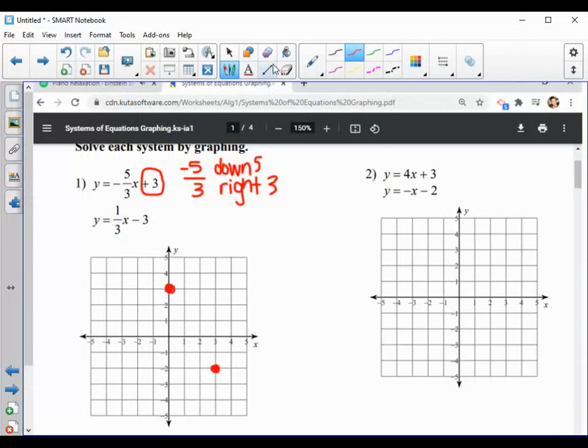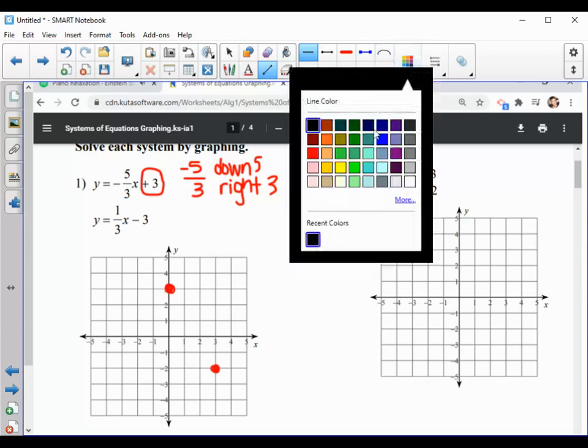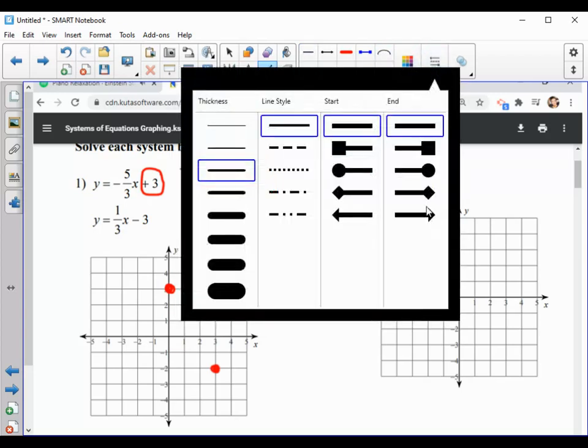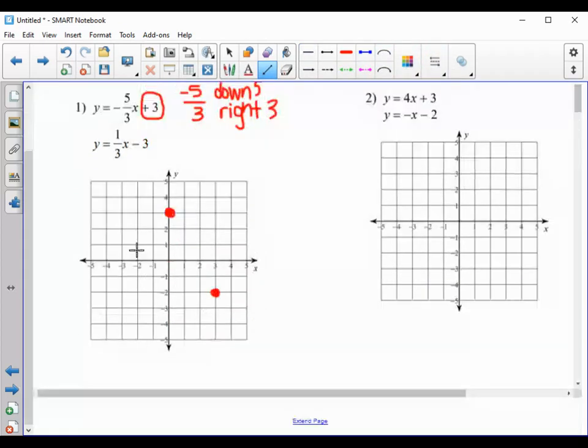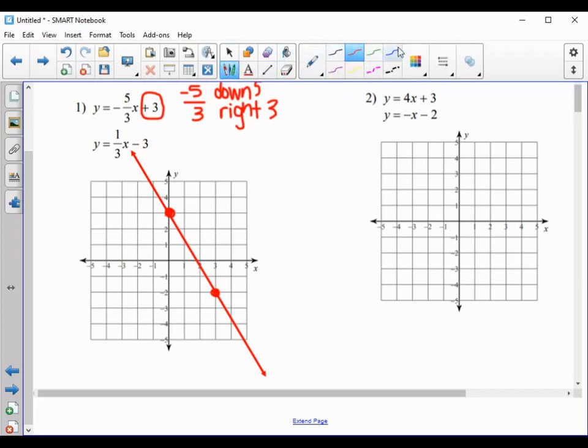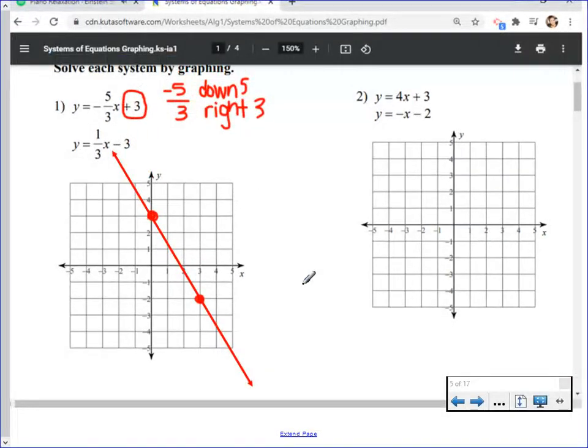You need to have a ruler. This needs to be nice and neat. If you can't make your lines nice and neat, you're not going to be able to see where your answer is. So make a line that goes through those 2 points. Like I said, this should not be squiggly. This should be a nice and neat line. That's why you have a ruler. So that first part of this problem is done.